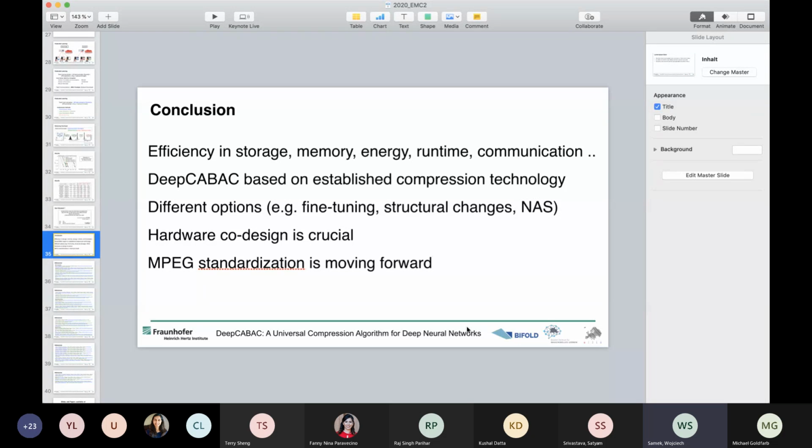And yes, you saw MPEG is moving forward with standardization, and I hope that this new standard, which will come out next year, will be used by industry and by researchers around the world. And we have implemented some software. We'll release it soon to make these methods also available for use in academic communities.